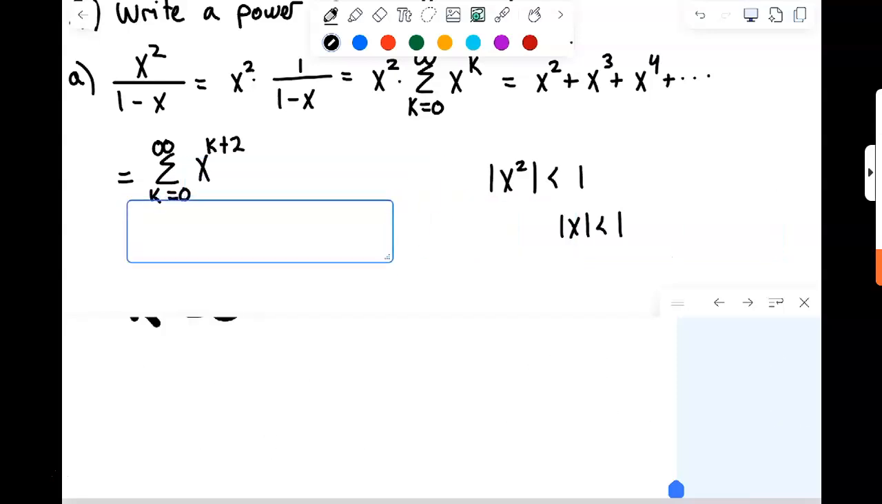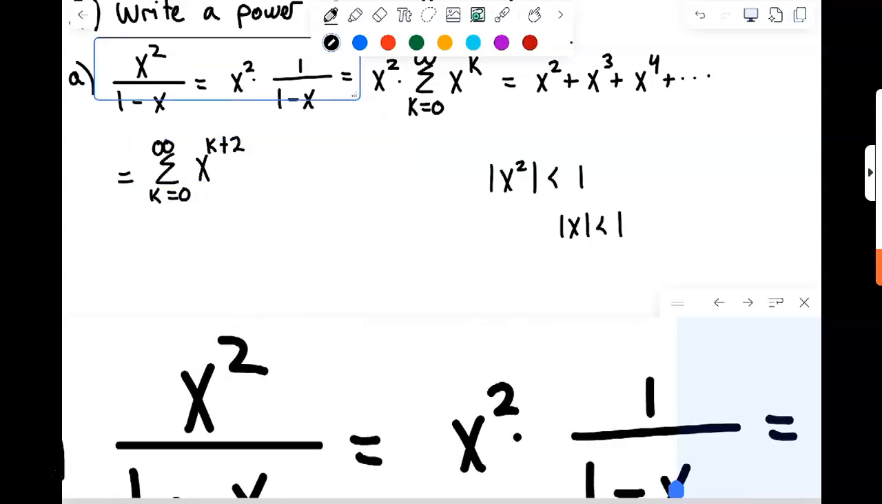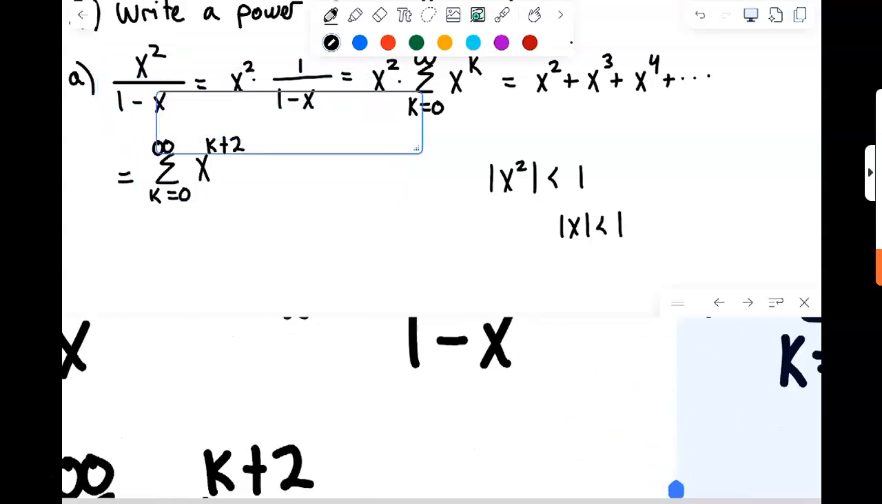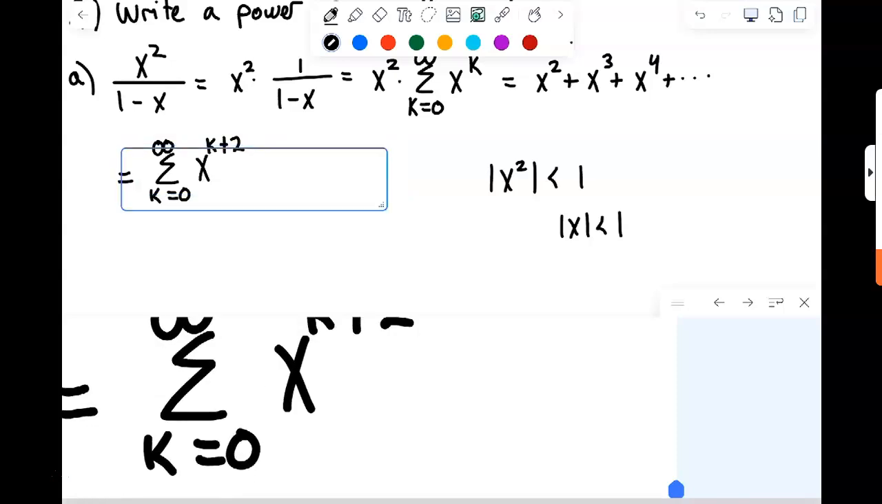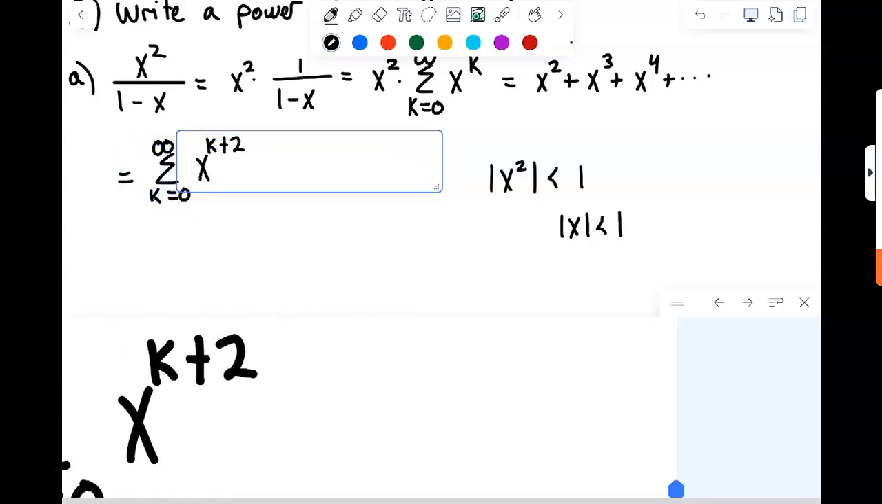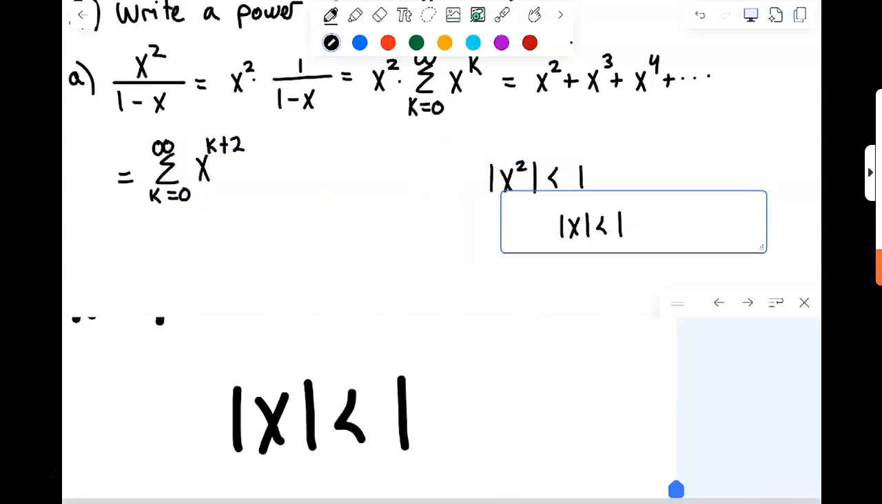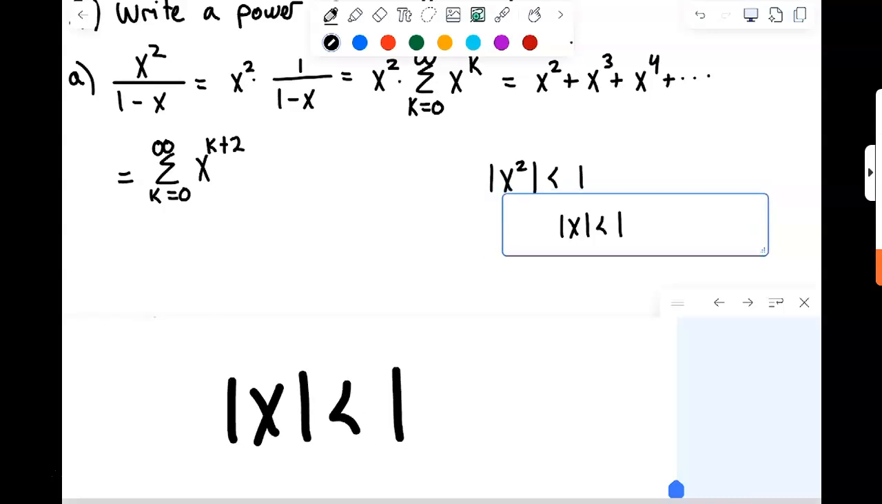So this is going to converge. This equality is defined: x squared over 1 minus x is equal to the sum as k goes from 0 to infinity of x to the k plus 2, and that will converge as long as the absolute value of x is less than 1.